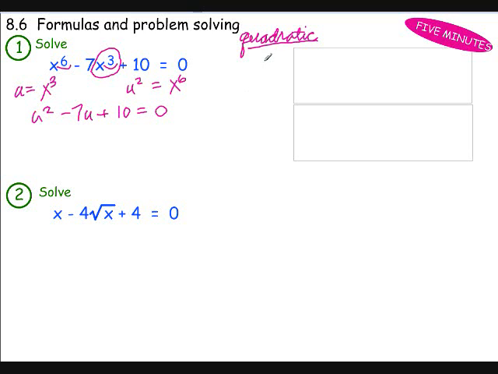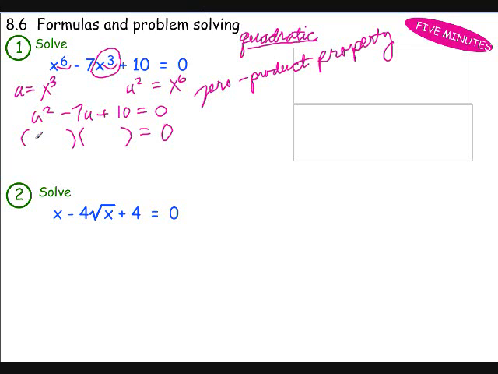Now every time you are looking at a quadratic, you start thinking of the zero product property. In this case, we've already got the zero. That's good. But we've got a sum of terms, and we want a product of factors. Can we convert this into factors? I think so. U squared, so this first one has to be u times u. And then a positive 10. So we're looking for two factors of 10 that when we add them together will give us a negative 7. What would those be?